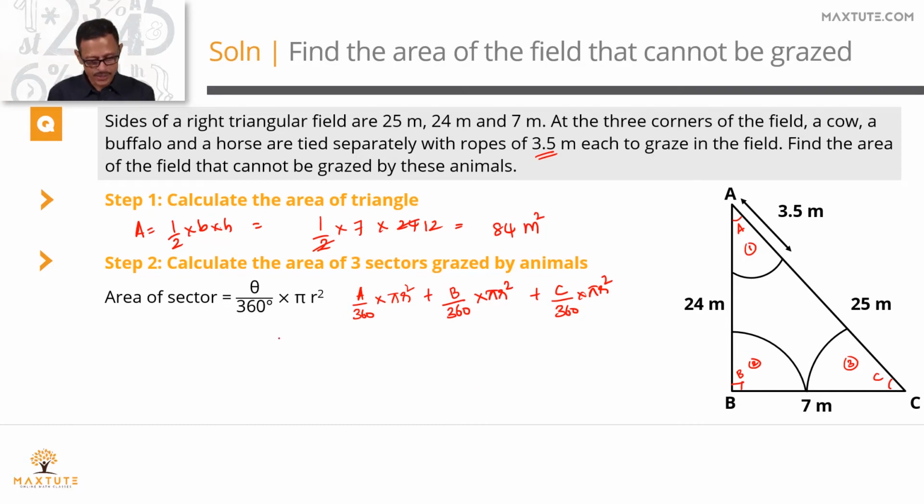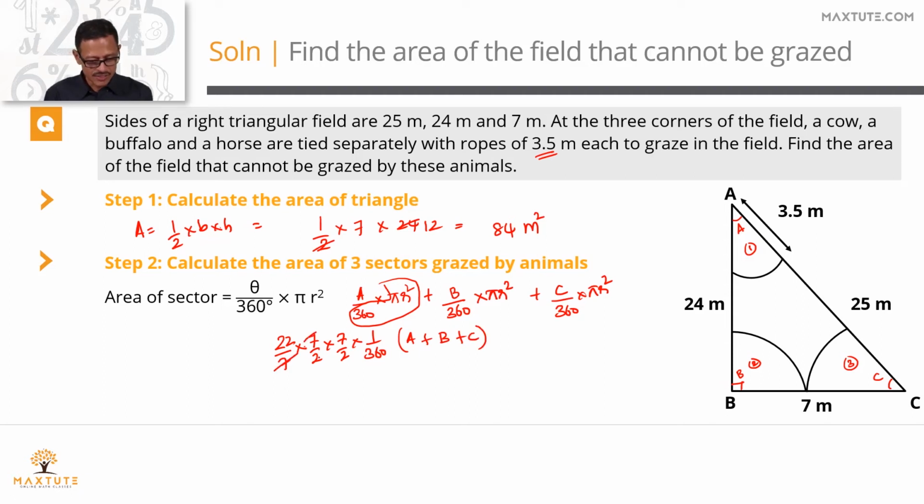So we're going to get 22 by 7, which is pi, into r square, because pi r square can be taken common outside from all of these 3 terms. So r square will be 7 by 2 into 7 by 2. This 360 in the denominator also can be taken as a common term outside. So we've actually picked from each of these terms pi r square by 360. That will leave us with a, b and c in each of these 3 terms. So that is equal to a plus b plus c.